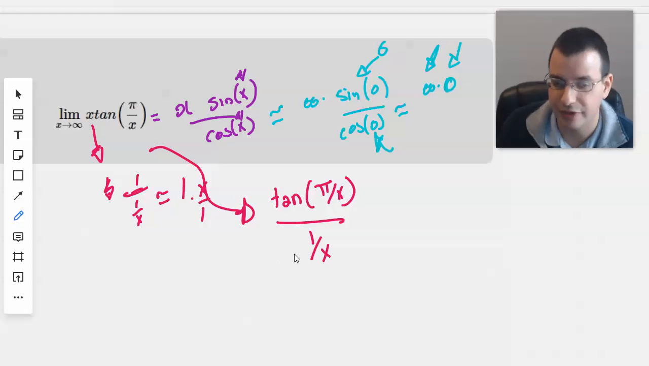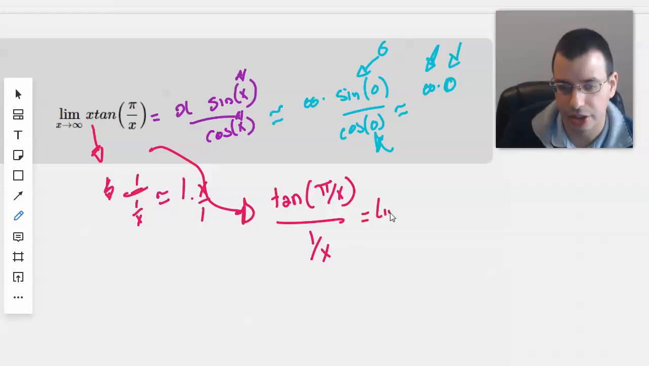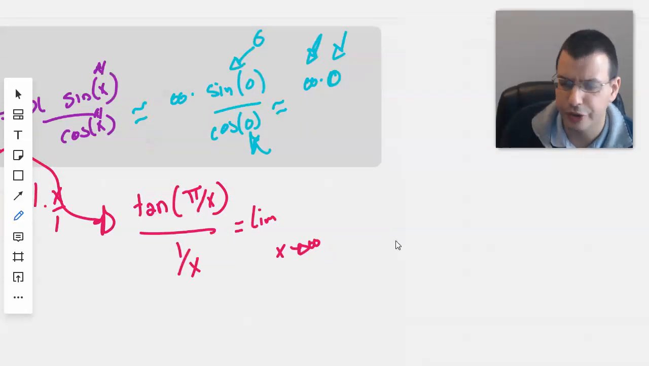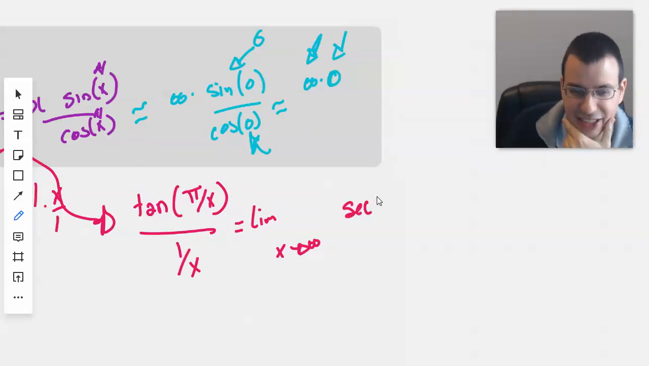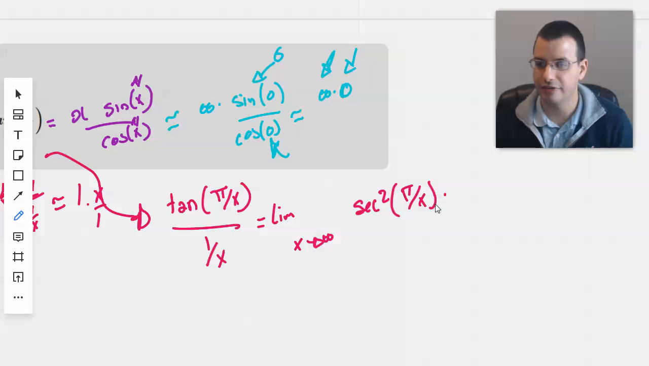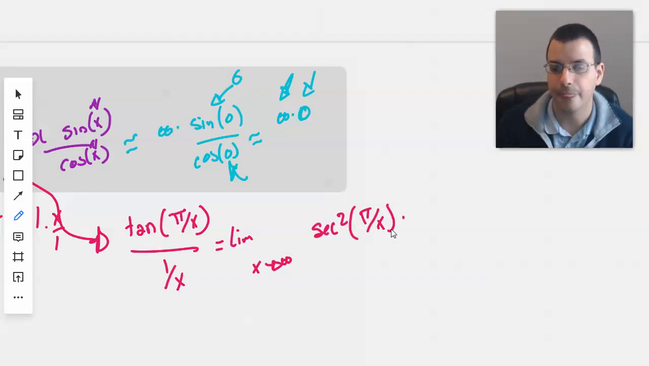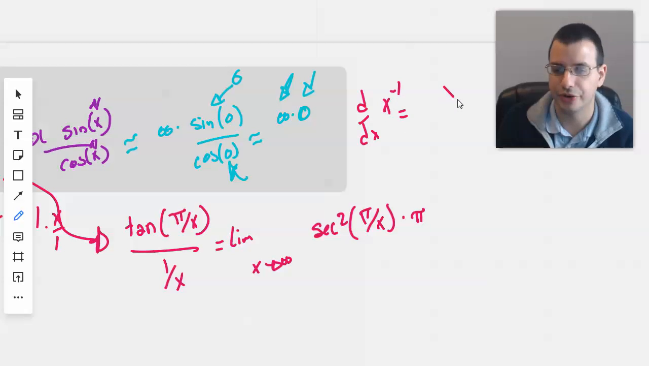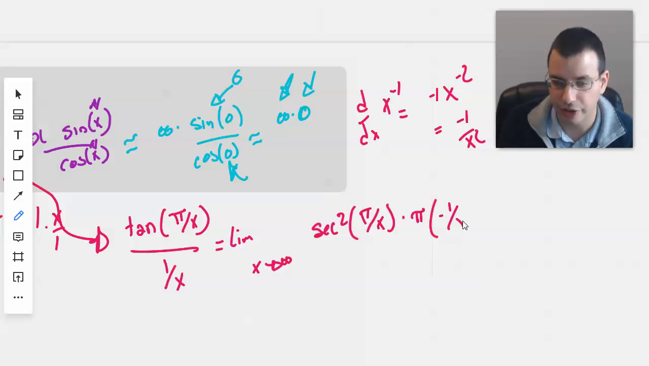So now we take the derivative of both sides, equals limit as x approaches infinity. The derivative of tangent is secant squared of x, which is 1 over cosine squared. But then we have to multiply by the derivative of the interior, which is the chain rule. So there'll be a pi involved. And the derivative of x to the negative 1 equals negative 1 times x to the negative 2, which equals negative 1 over x squared. There we go, negative 1 over x squared.